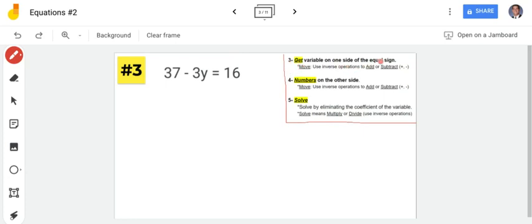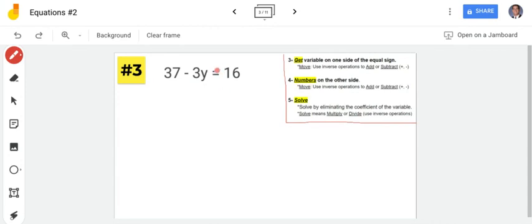Get the variable on one side of the equal sign. Is it already on one side of the equal sign? I see a y over here on the left side. Is there a y over here on the right side? No, there's not. And so step 3, get the variable on one side, is already completed as well. Step 4, get the numbers on the other side. This step is not done yet.